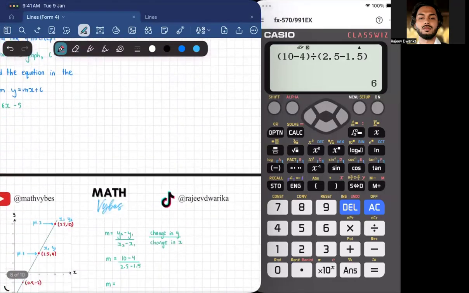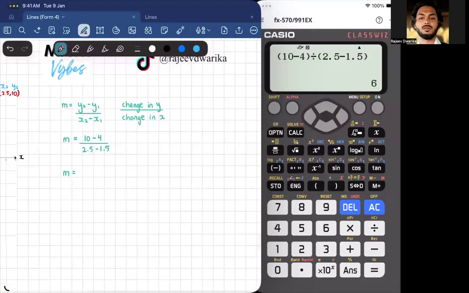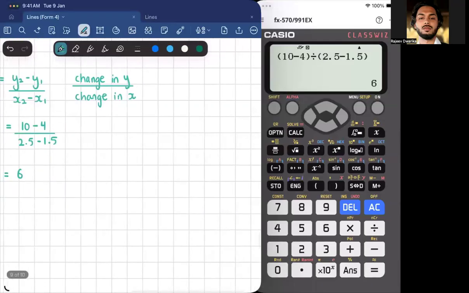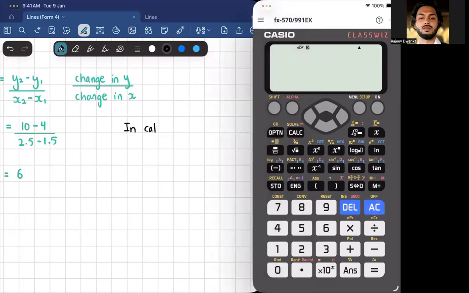Right. Brackets are important in general. Do you understand that the whole point of the brackets is to separate the numerators from the denominators? If you leave out the brackets, the calculator is going to do craziness. So again, we got 6 as the answer. You cool with that? Let me know if you're okay with that.